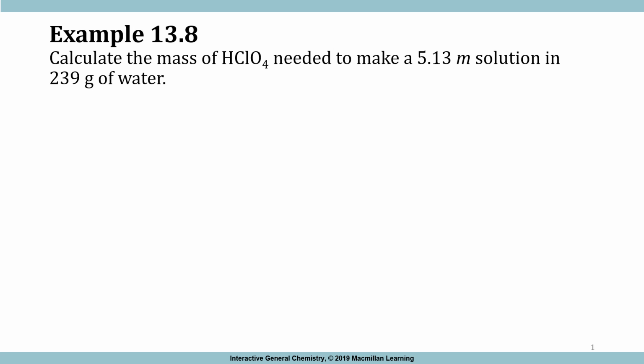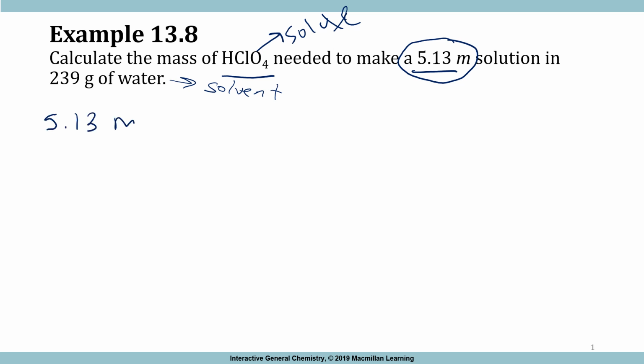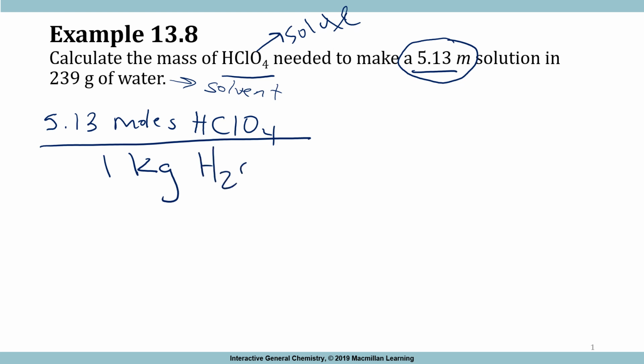Example 13.8 says calculate the mass of HClO4 needed to make 5.13 molality solution in 239 grams of water. So HClO4 is going to be our solute, and water is going to be our solvent. But they gave us the molality of the solution. So that means that I have 5.13 moles of HClO4 in 1 kilogram of H2O.